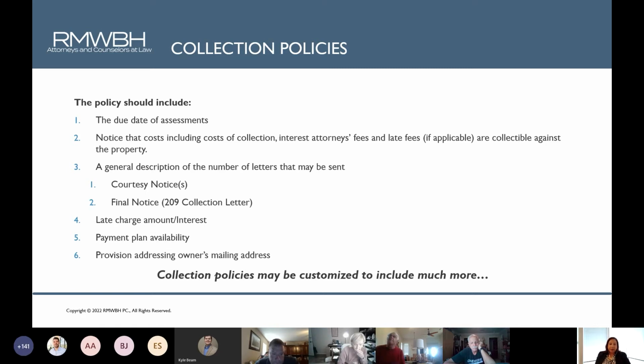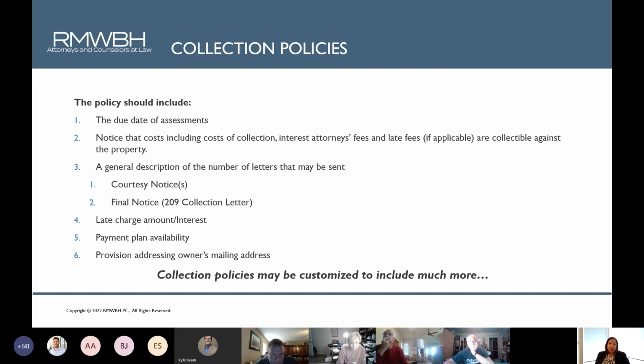Oftentimes, additional amounts are also secured by the association's lien, specifically attorney's fees, other collection costs or fees, interest, late fees. So look for that exact language in your declaration to make sure you understand what is collectible by the association, which may or may not be different than what is secured by the association's lien.